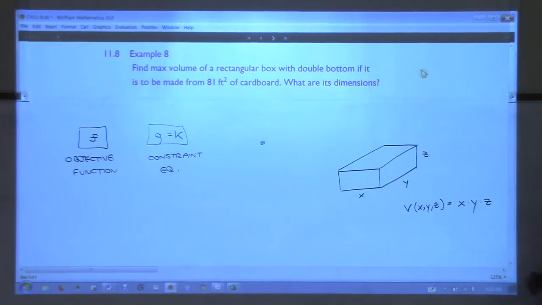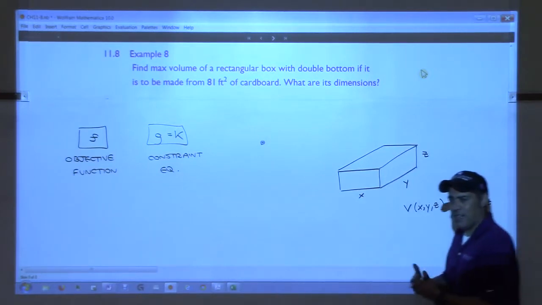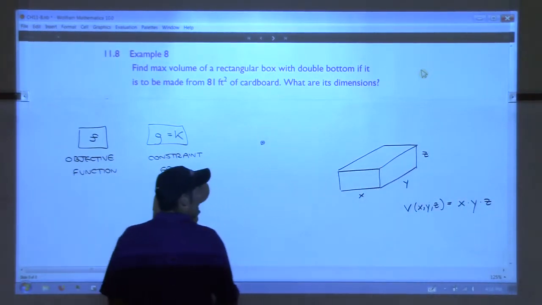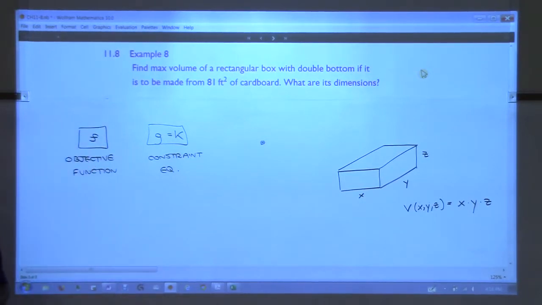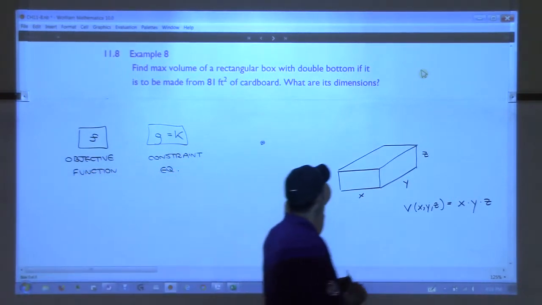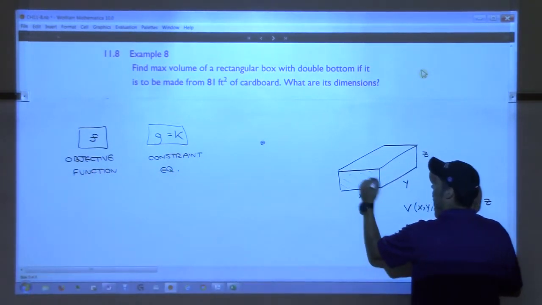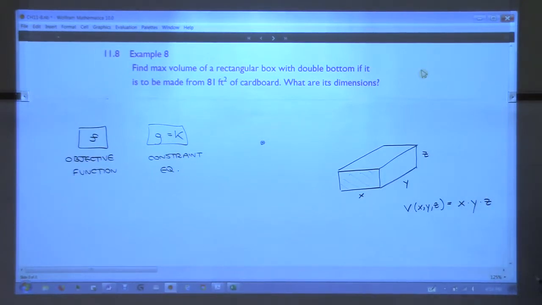But we're not allowed to just let x, y, z be whatever they want, right? We have a constraint on x, y, and z. What is that constraint? The surface area of this thing has to be 81, right? So let's talk about the surface area of this. What would the surface area be? So what would the area of this front be? X times z. And then we've got a backside.